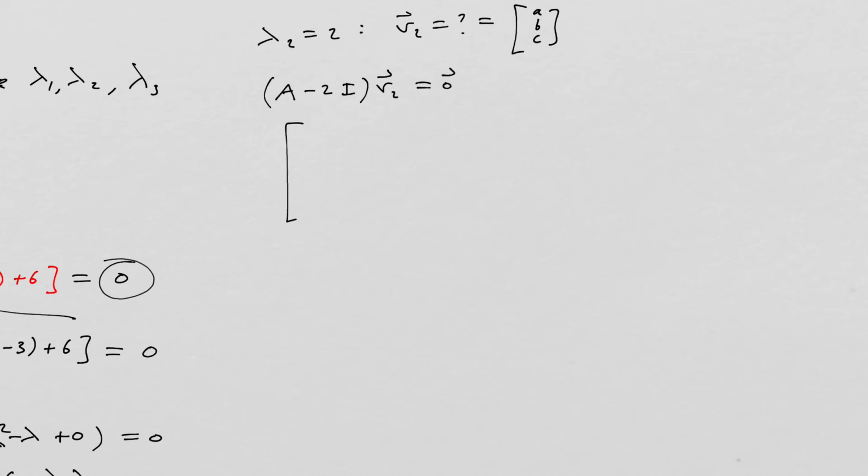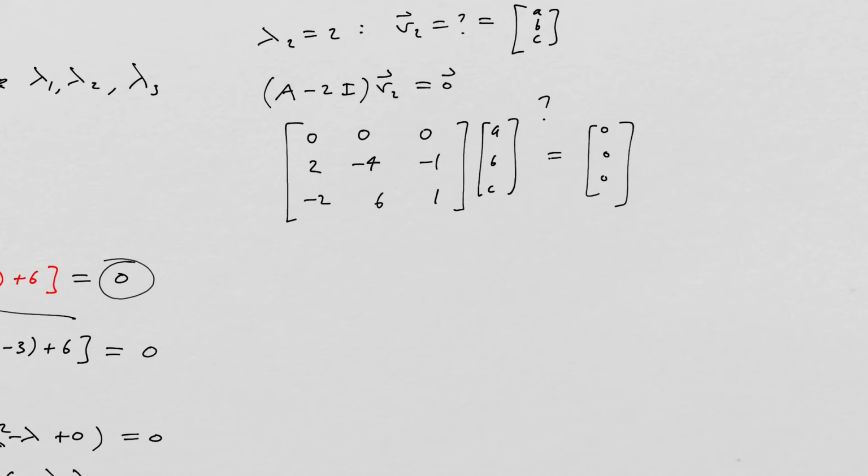And this resulting matrix here is going to be 0, 0, 0 after we subtract the 2, and then 2, minus 4, negative 1, negative 2, 6, and then 1. Multiplied by a, b, c, like that. And that is going to be equal to 0, 0, 0.